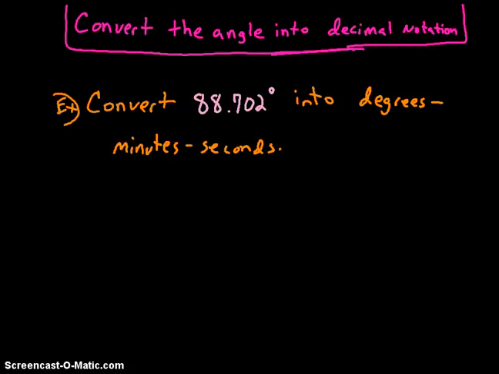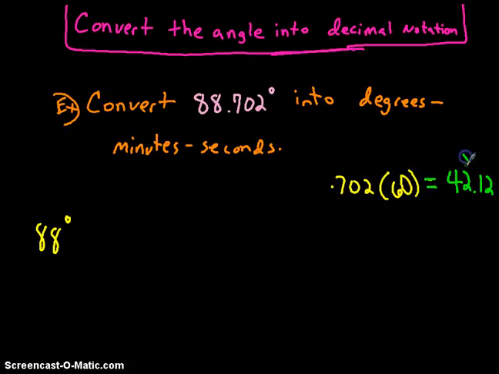Similar example: pause the video again, and you try to convert this into degrees, minutes, and seconds. Right now, just pause the video and try to do it on your own. You should have started with the 88 degree part, and you should have taken the decimal part and multiplied it by 60, or 60/1. You get 42.12, so that's 42 minutes.